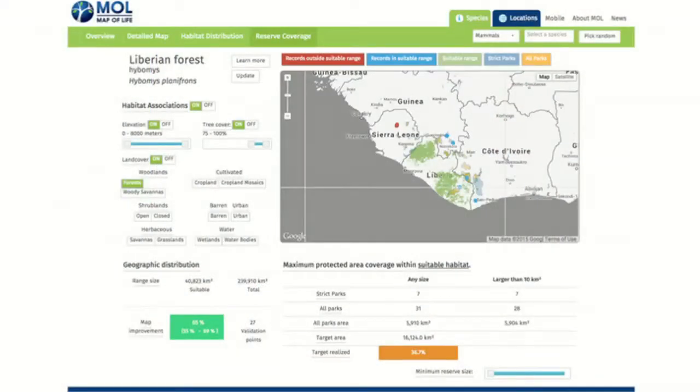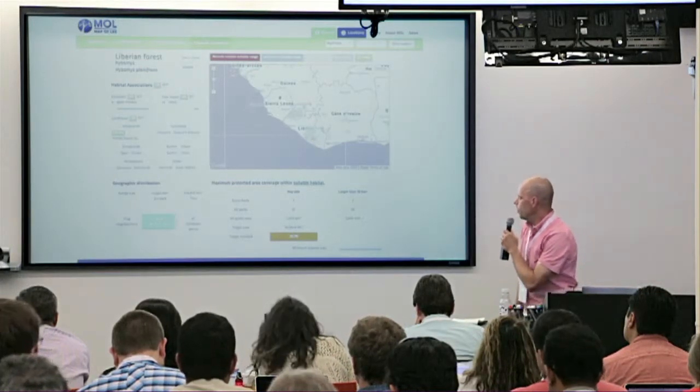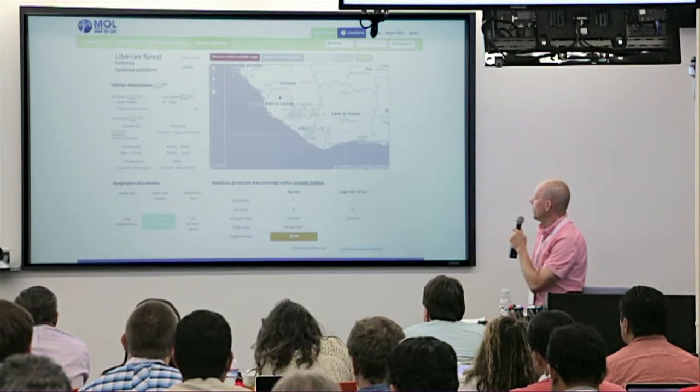So once we have this improved range map, we can intersect it with the parks data that we have. This is from the WDPA. The blue areas, if you can make them out, are parks that are strict, and the rest, the tan ones, are not so strict.